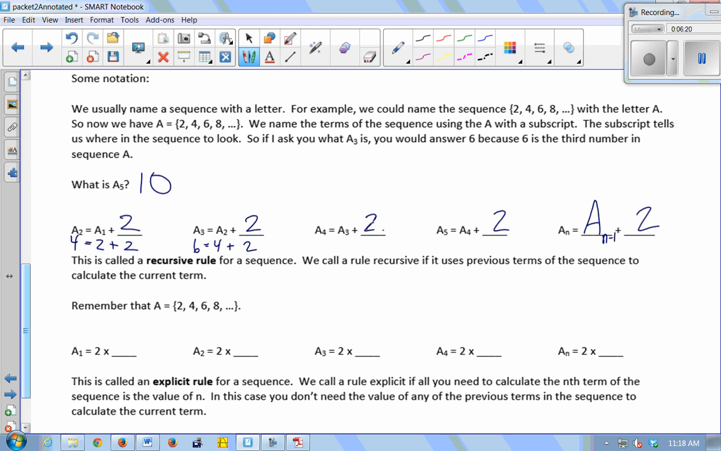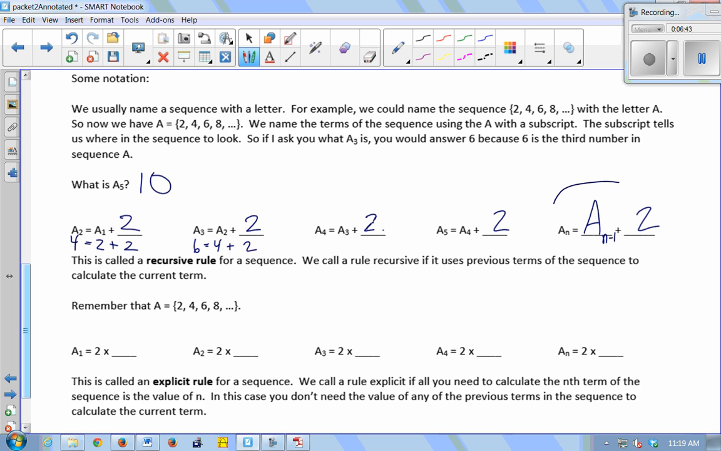So that sub n minus 1 is an important notation that we're going to use a lot in the rest of the semester. We're going to be using this subscript notation. So this just says, if I replace n with anything, like if I replace n with a 10, then A sub n minus 1 would be A sub 9. Kind of make sense? Okay.